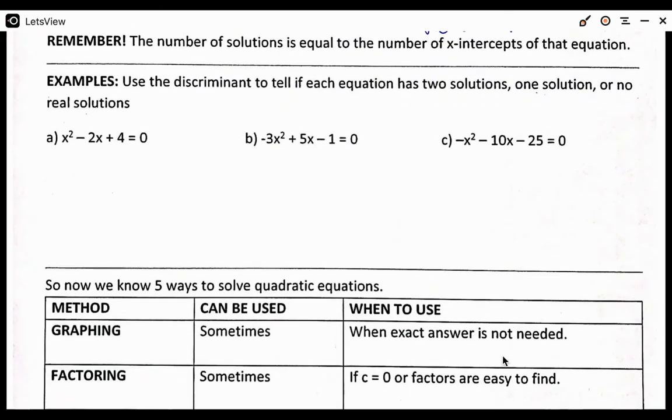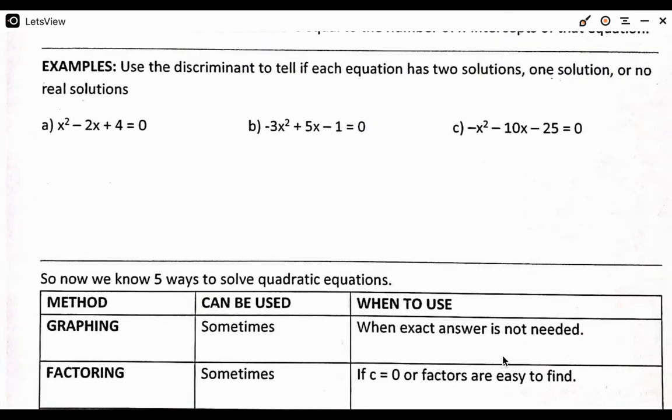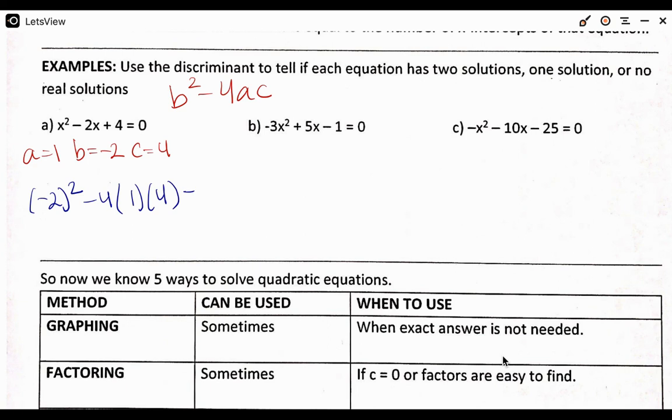So we can look at a couple examples if we just want to see how many solutions it has. If we don't even want to solve, we just want to know how many solutions, we can use our discriminant. The discriminant is b squared minus 4ac. So our a is 1, our b is negative 2, c is 4. So negative 2 squared minus 4 times 1 times 4, and that gives us negative 12. So this is imaginary. There are no real solutions.